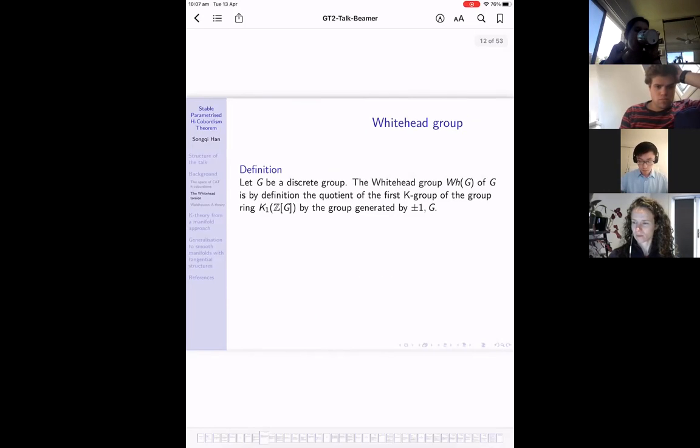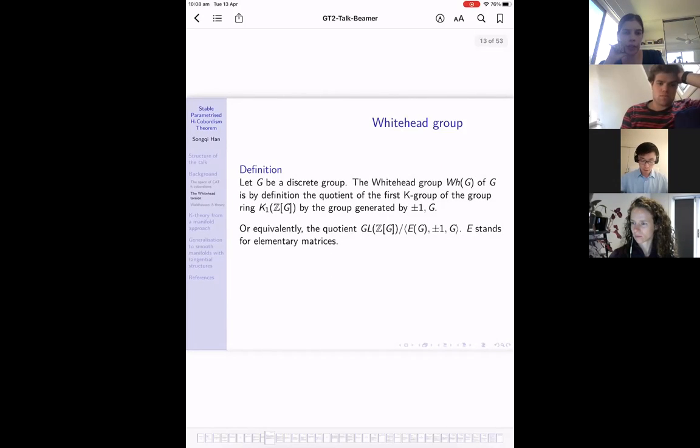So then we recall the definition of the Whitehead group. It's an algebraic definition. Let G be a discrete group, then the Whitehead group of G is by definition the quotient of the first K group of the group ring, K1 of Z[G], by the group generated by plus or minus 1 and G. Equivalently, you can also define the Whitehead group as the quotient of GL of Z[G] modulo the subgroup generated by E, plus or minus 1 and G. Here, E stands for the subgroup generated by the elementary matrices.